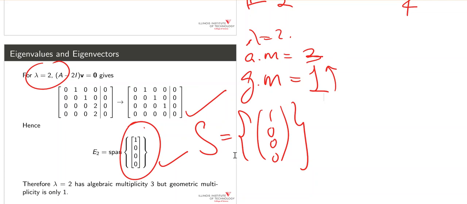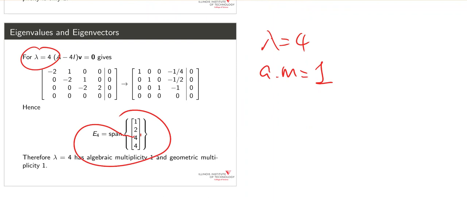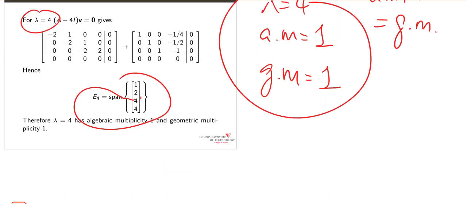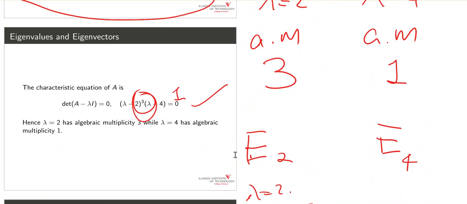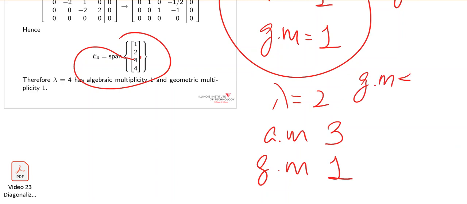And if you do the same for lambda equal to 4, we know lambda equal to 4 has algebraic multiplicity 1. And if you look for the eigenspace, you will see that the geometric multiplicity is also 1. So this one matches: algebraic multiplicity and geometric multiplicity match. But for the previous one, lambda equal to 2, your algebraic multiplicity is actually 3, but the geometric multiplicity is only 1. So again, this shows that geometric multiplicity can be less than or equal to the algebraic multiplicity.